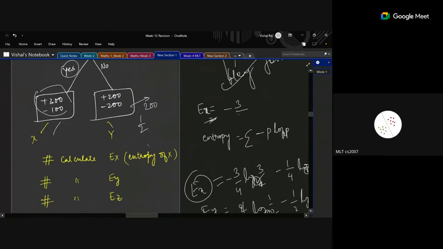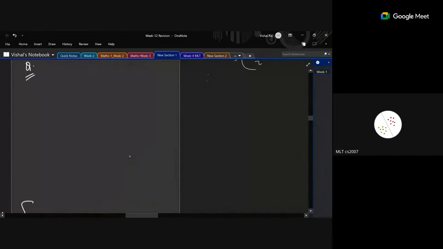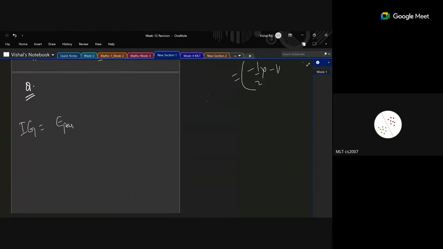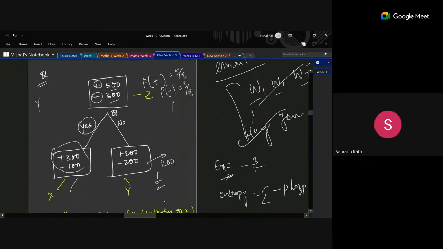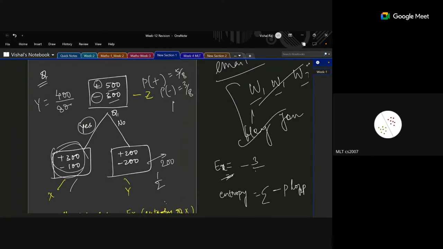Okay, how will you calculate IG, information gain, again? What is the formula for that? This is for the parent. Entropy of parent minus gamma times... How will you calculate the gamma? Number of points going in the X, divided by 400, right? 400 upon 800. Correct. So 1 minus gamma is also the same, 1/2.